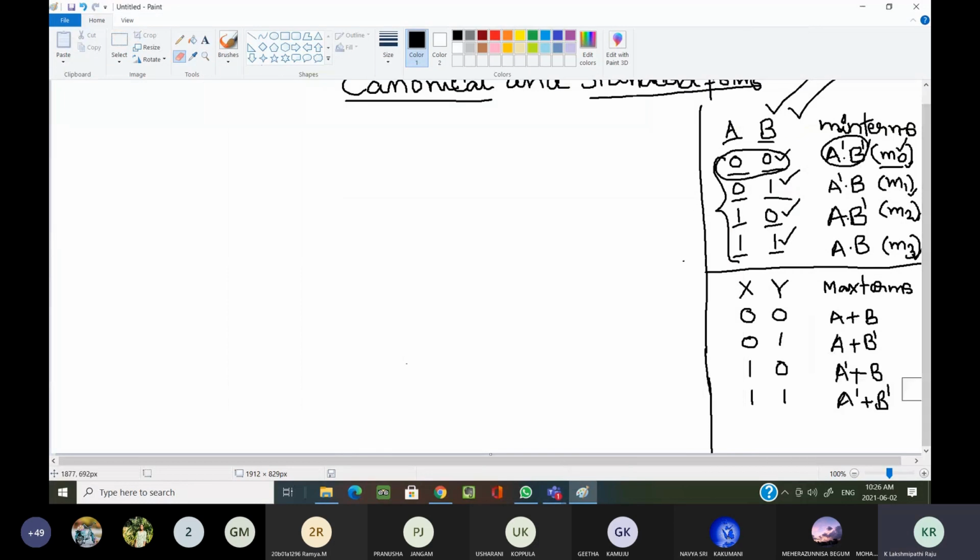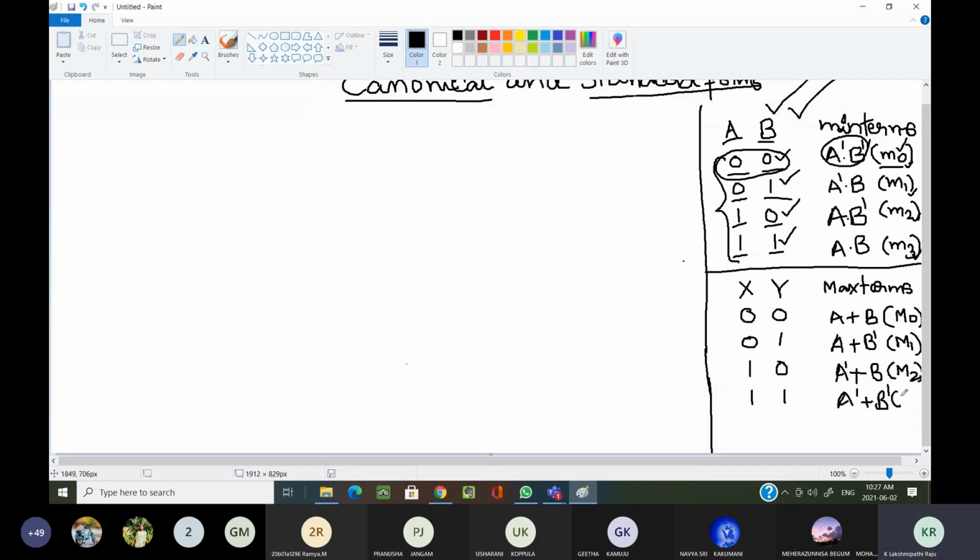Write down these max terms also. Now, here are some more points we have to remember. Max terms we are representing by using capital M: M0, M1, M2 and M3.